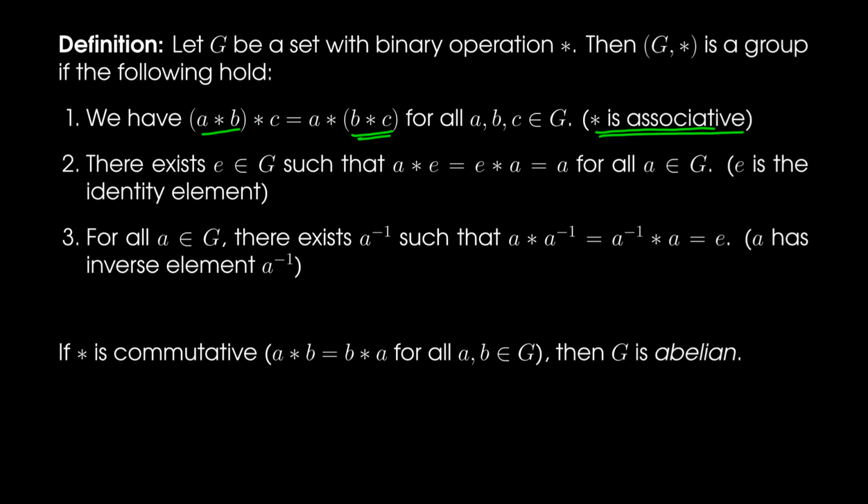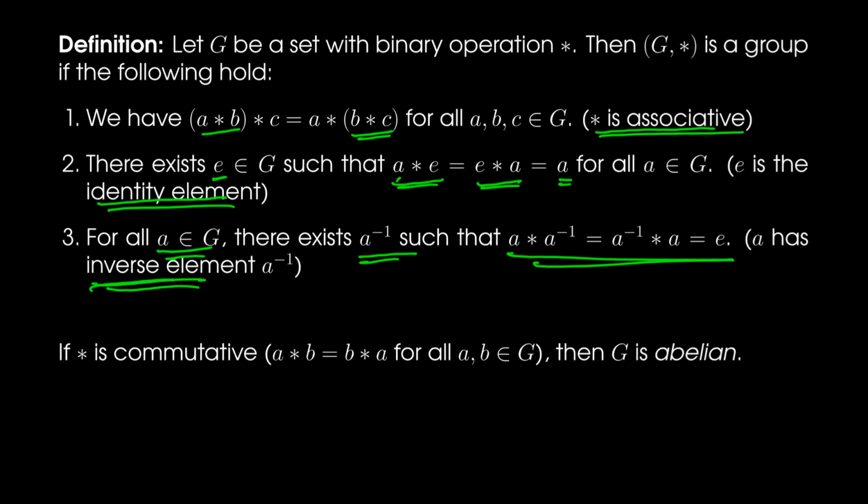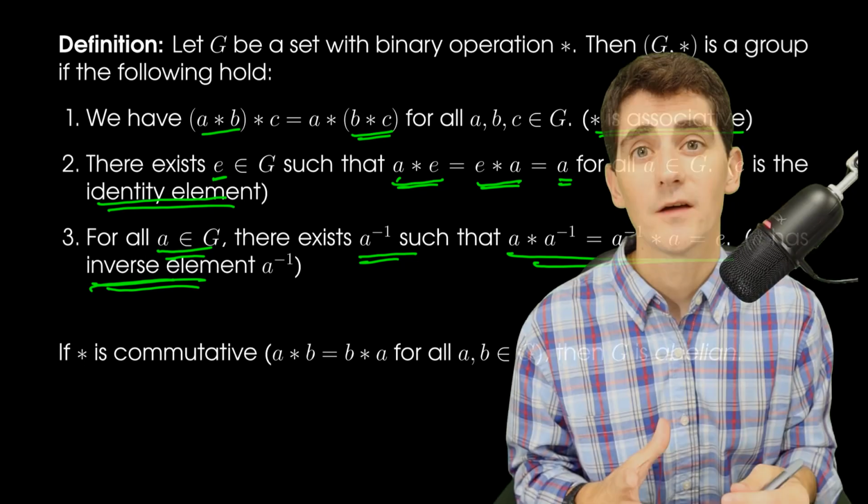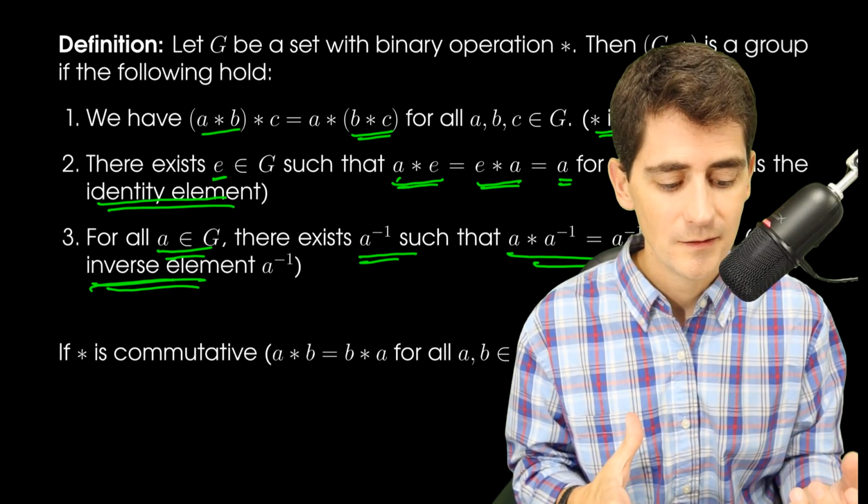Outside of that, we also need an identity element. So in our previous example, 0 was that identity element, where we call it E in general terms. A star E is the same as E star A, and it just leaves you with A. So something plus 0 is the same as 0 plus that thing, and it's just the original thing, right? Nothing changes. The third thing that we need is that for any element A, there is an A inverse that gets us back to the identity element when we use star. So everything has an inverse element that we can get back to our identity. If we have those three things together, then my set with my operation is a group.